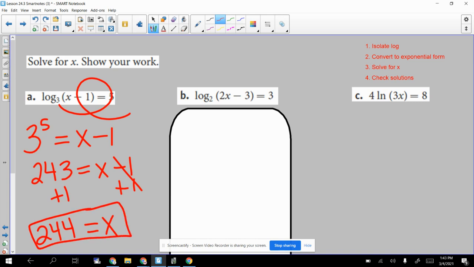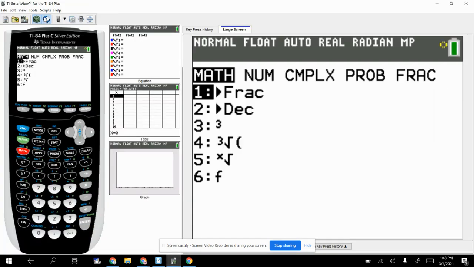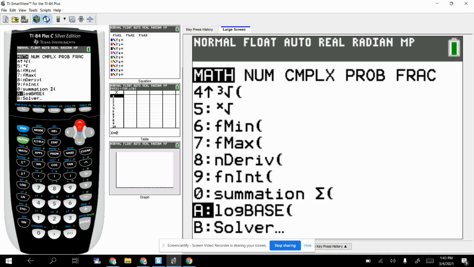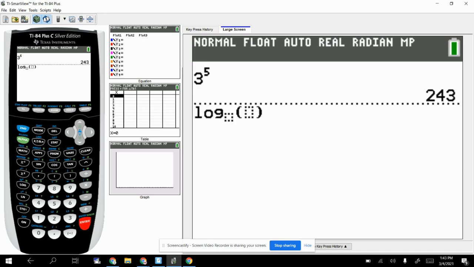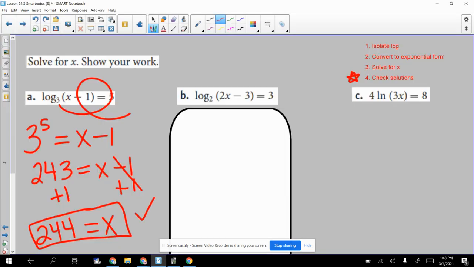Okay, and now your last step here is to check for the extraneous solutions. So we would plug that in. So log base 3 of 244 minus 1 equals 5. So we could do that in our calculator. If we go math to log base, and it was log base 3 of 244 minus 1, and press enter, and look at that, it equals 5. So we checked our work, it is true, so we are good to go.